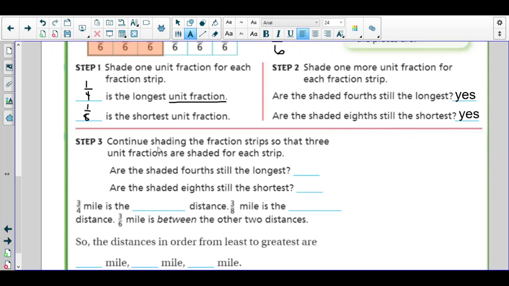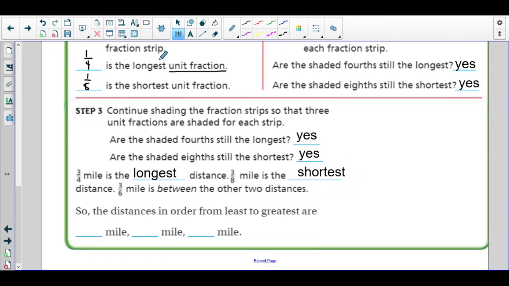Okay, so we continued shading the fraction strips so that there's 3 unit fractions. Are the shaded fourths still the longest? Yes, they are. Are the shaded eighths still the shortest? Yes, they are. So 3/4 of a mile is the longest distance, and so 3/4 is the longest, and 3/8 is the shortest.